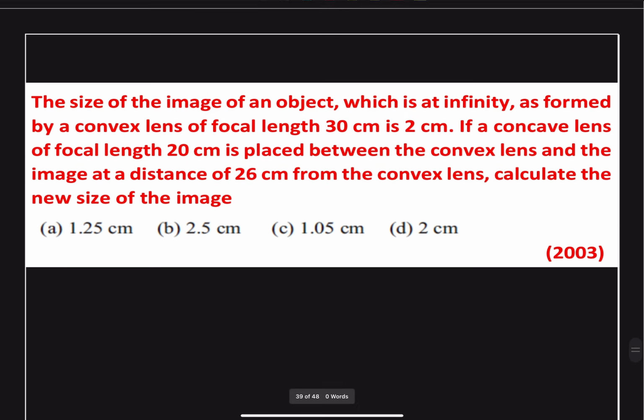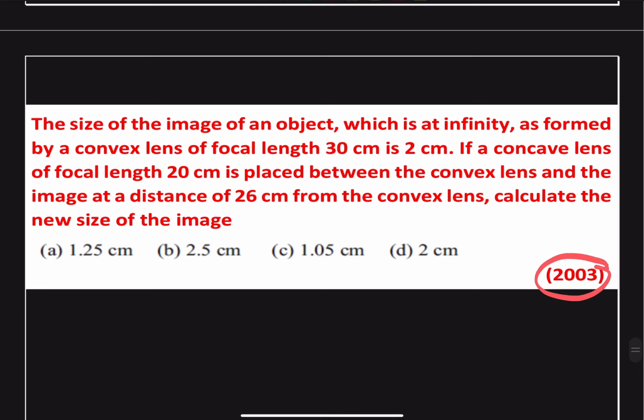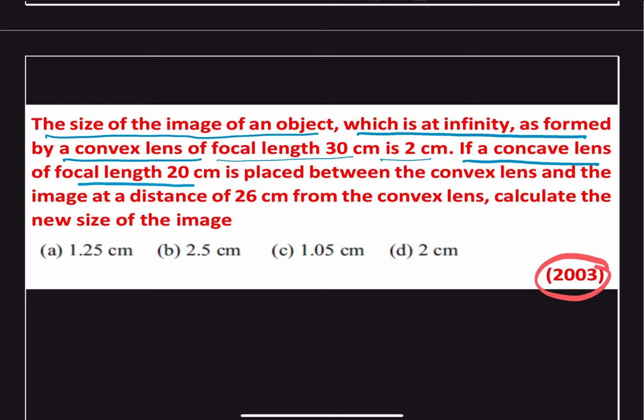Come to the next question, and it was asked in the year 2003, and it states that the size of the image of an object which is at infinity is found by a convex lens of focal length 30 cm is 2 cm. If a concave lens of focal length 20 cm is placed between the convex lens and the image at a distance of 26 cm from the convex lens, calculate the new size of the image.